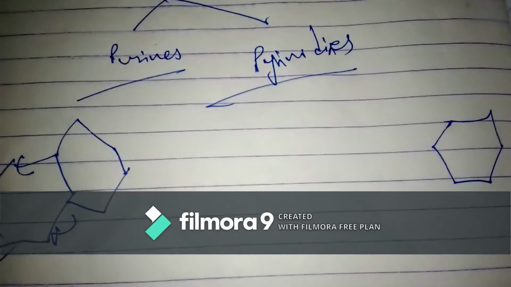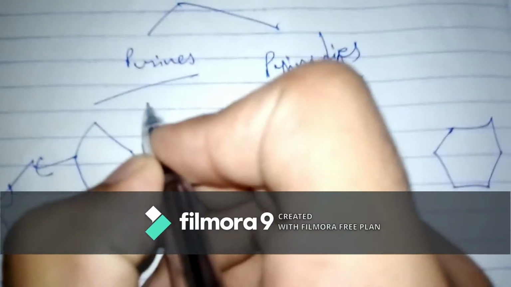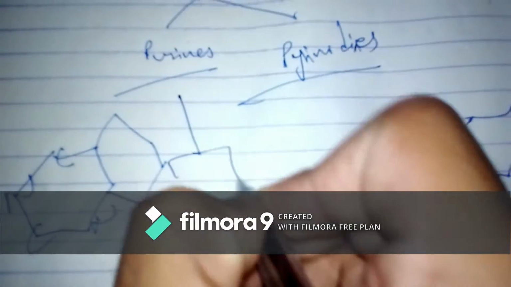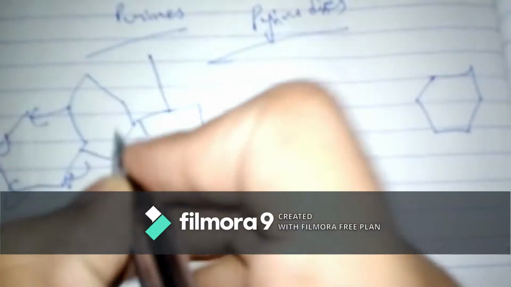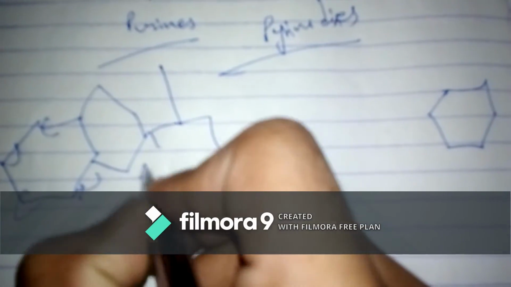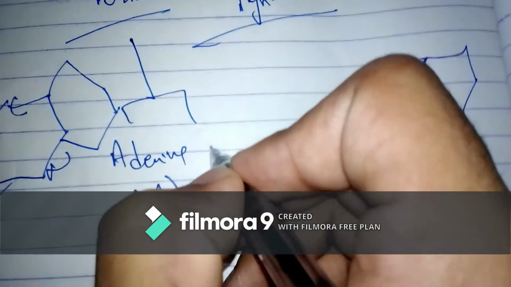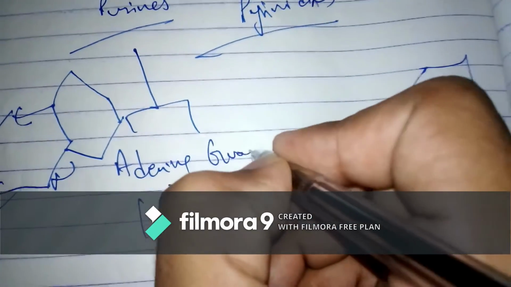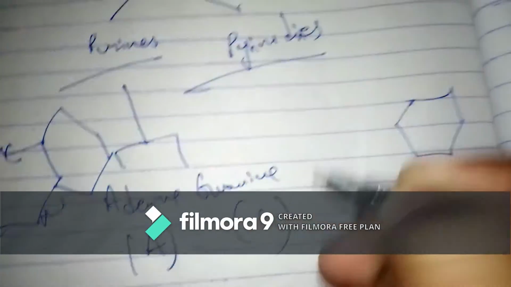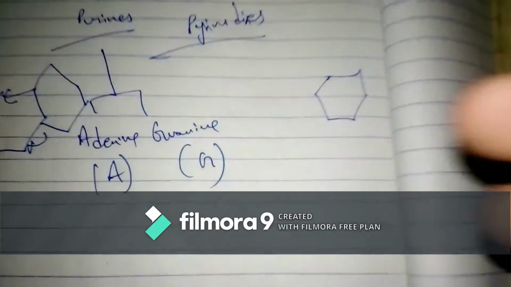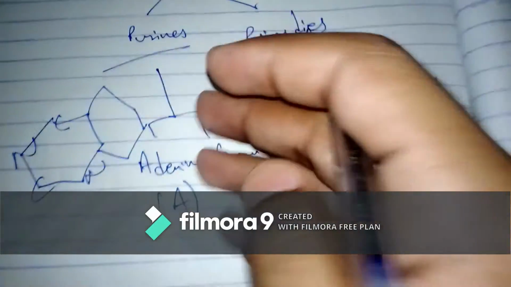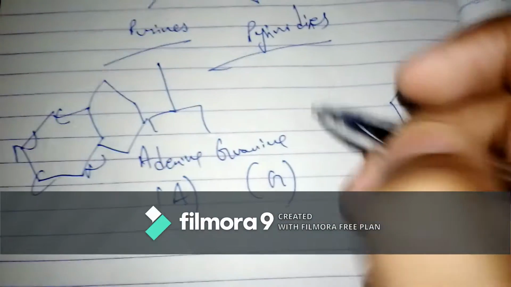And now here is the major thing about the purines and pyrimidines. Purines are of 2 types. We can even call them the examples of the purines. First one is adenine, which is represented by a capital letter A, and then guanine. Now you need to remember this. Purines are adenine and guanine. You can remember A, G.